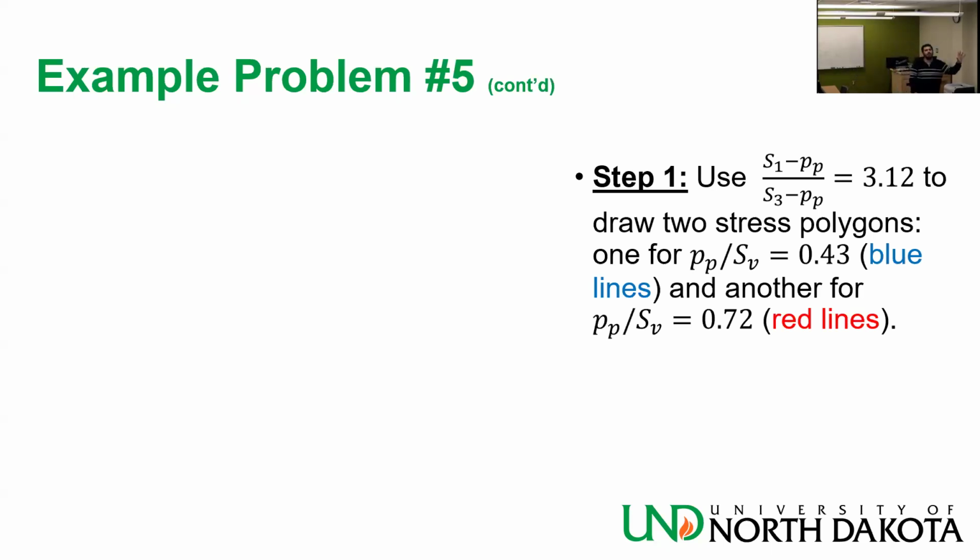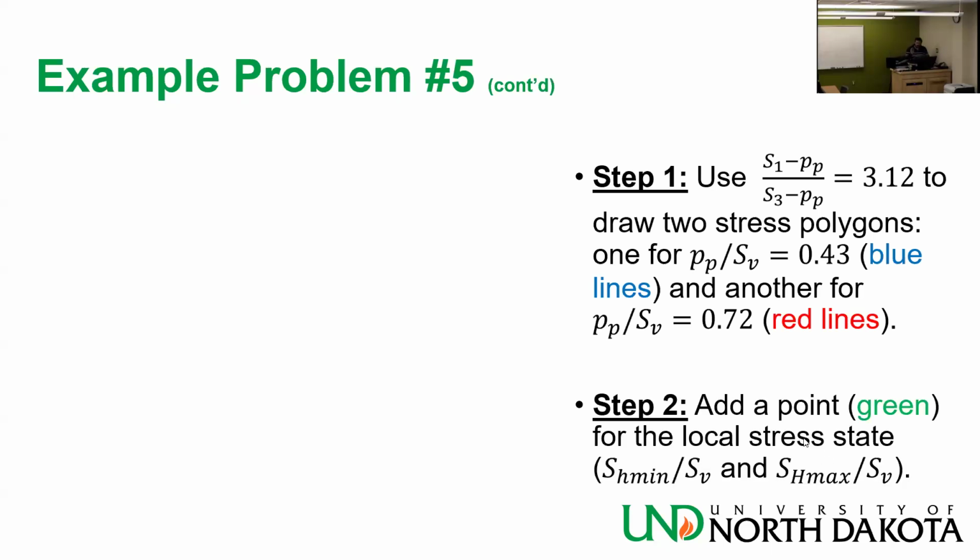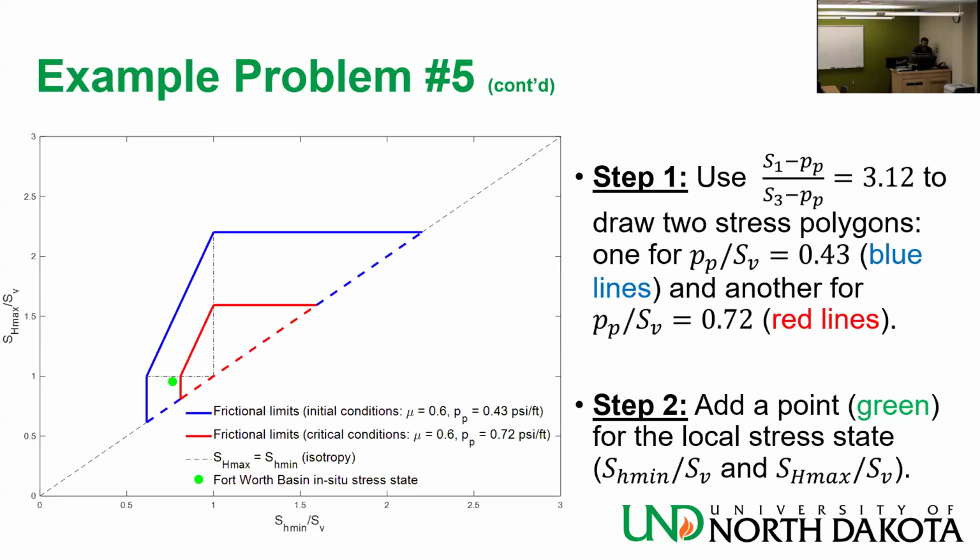Sorry, the blue polygon would be bigger, the original one, the initial conditions. Pore pressure decreases the size of the polygon, and then you find yourself outside of it, in the unstable bounds. Then I will use green to add the local stress state. If I'm right, the stress state will be inside the first polygon, but outside the second polygon. And that's the case.